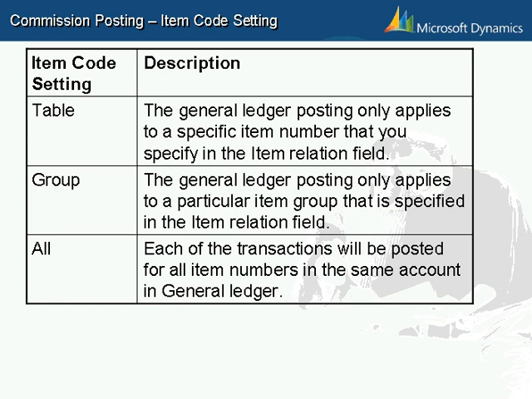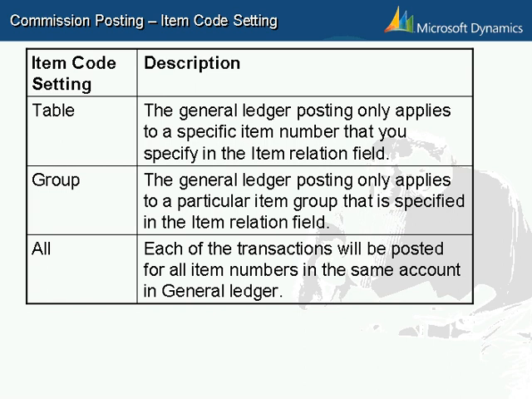We'll talk about the connection between a ledger, general ledger, and item code. Later we will talk about the connection between ledger, item code, and customer. So we have several settings: table, group, and all.